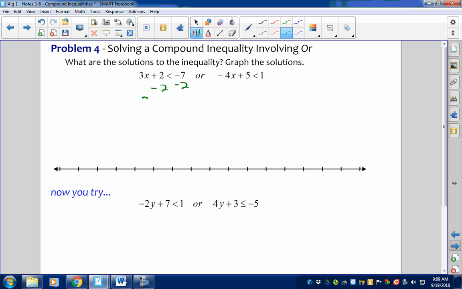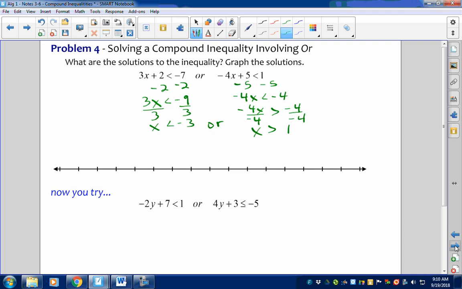But subtract 2 from each side. So 3x is less than negative 9. Then divide by 3. So x is less than negative 3. Or over here we would subtract 5 from each side. And then we have to remember that when we divide each side by negative 4, we've got to change or reverse the inequality direction. We've got x is greater than 1. So x is less than negative 3 or x is greater than 1, and we're going to graph that.